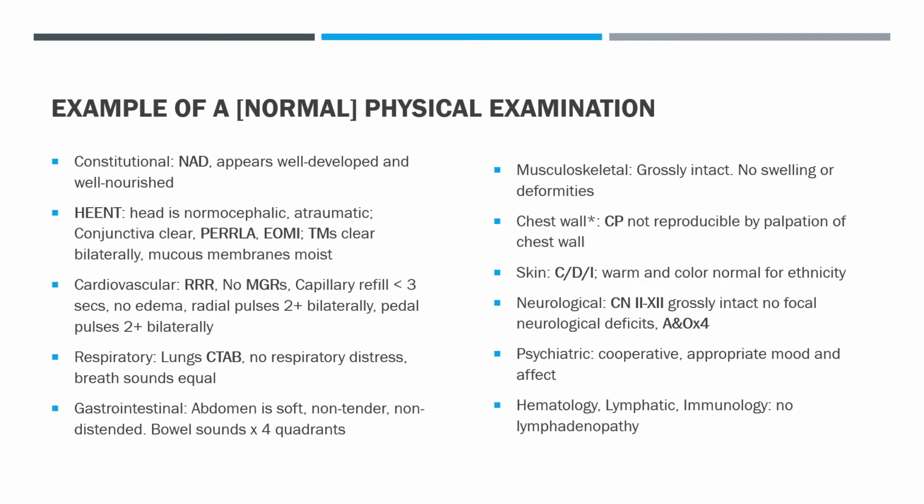Neurological: cranial nerves 2 through 12 grossly intact, no focal neurological deficits. Alert and oriented times 4. Psychiatric: cooperative, appropriate mood and affect. Hematological, lymphatic, immunology: no lymphadenopathy. So you can see there are a lot of ways that charting will be shortened even if you did have to free text. Like I said, in most cases, you're going to be able to click and choose within normal limits, or put exactly what the findings are.